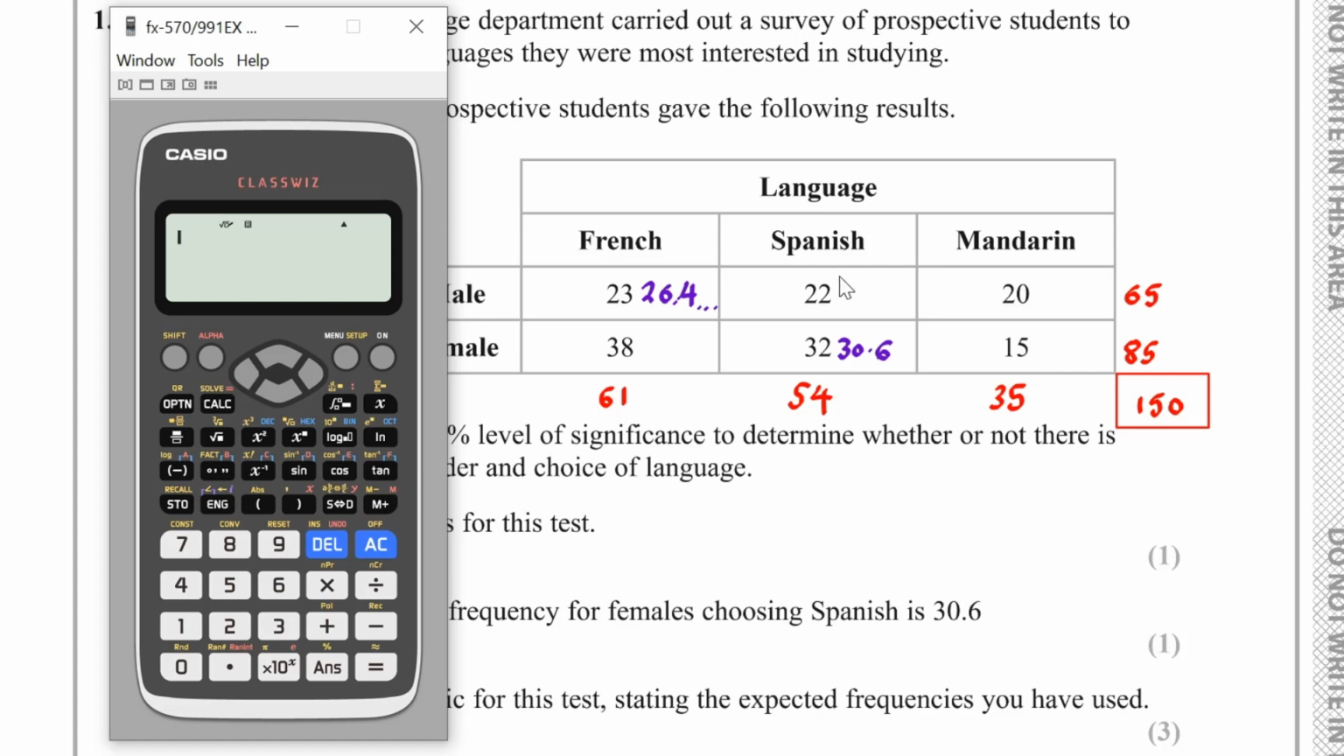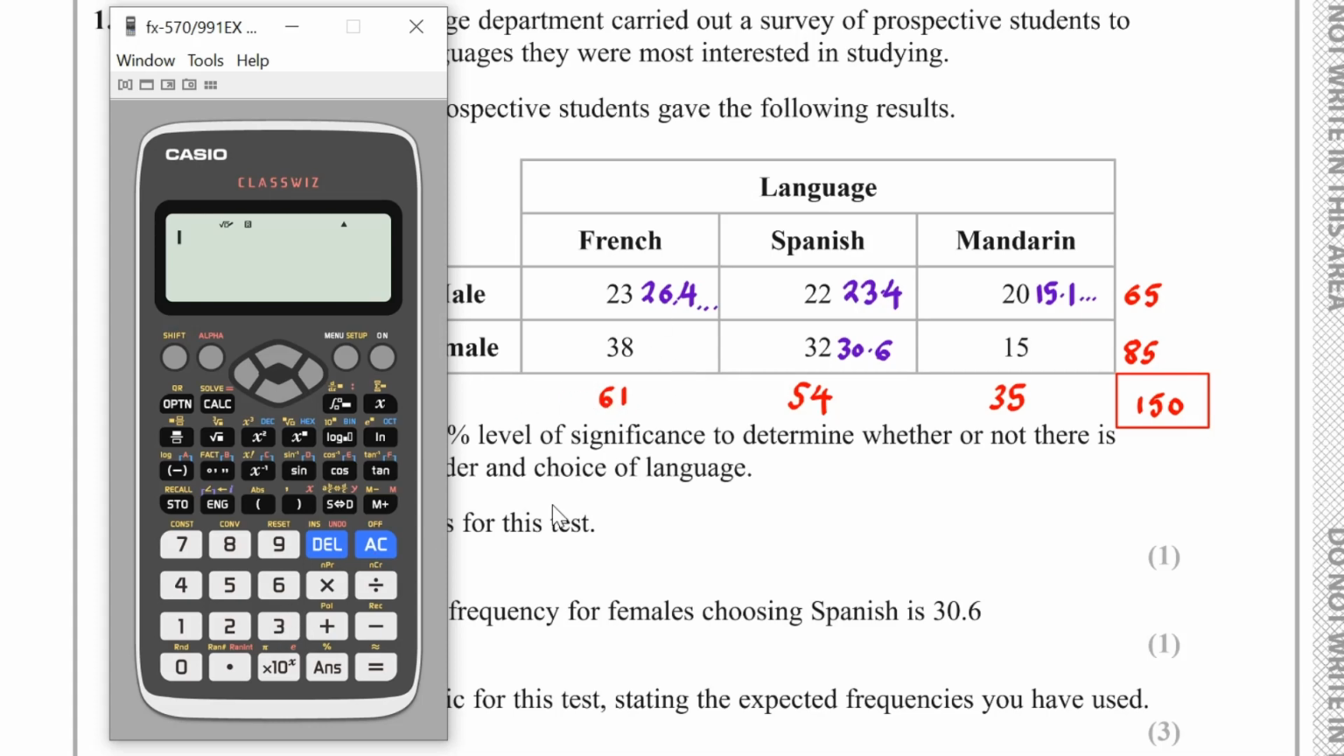Next, for male Spanish, we have 54 times 65 divided by 150. You'd find this to be 23.4. So let's store this to B. For male Mandarin, we have 35 times 65 all over 150. It turns out we get 15.1, etc. So let's store this to C.